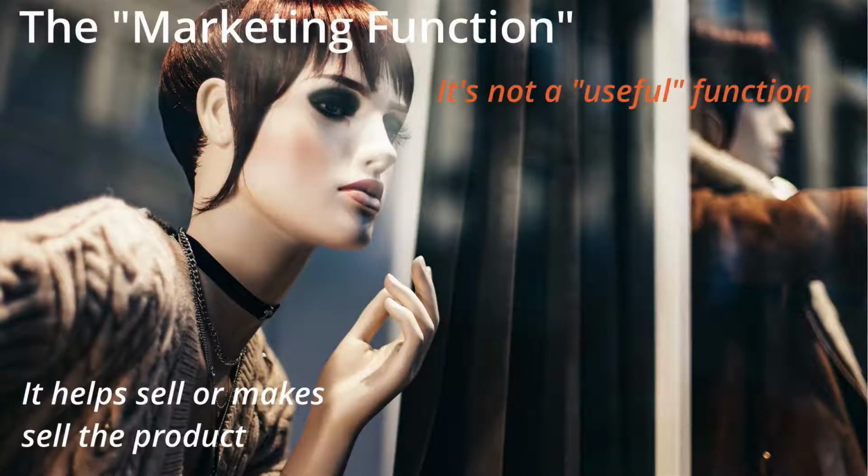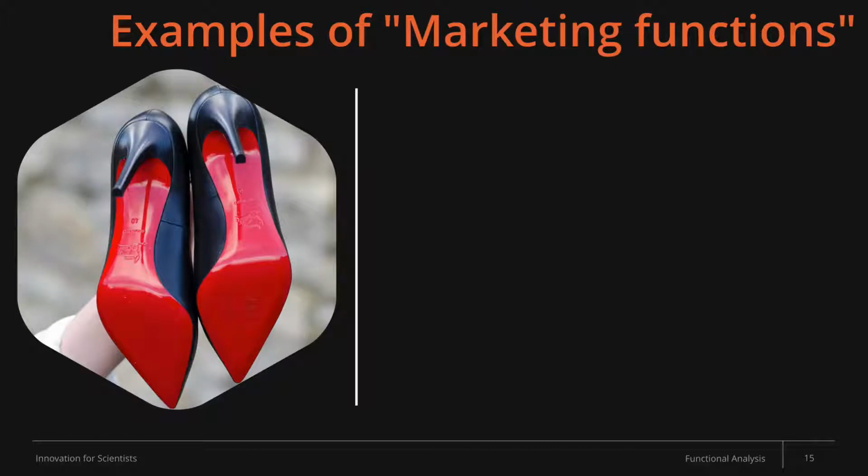And finally, we have the marketing function. The marketing function is not a real function. It doesn't provide an additional property or help the system to do something else. But if it's not really a useful function for the product itself, it's a useful function for selling the product because it helps sell the product, which is a very important objective when you define your innovation strategy. This is an example of a marketing function.